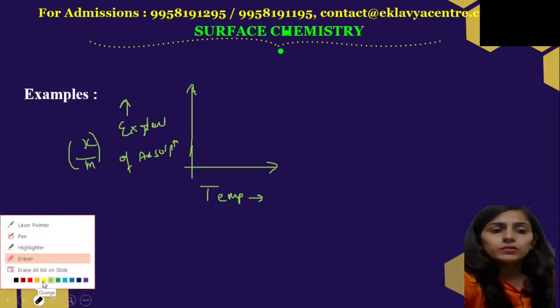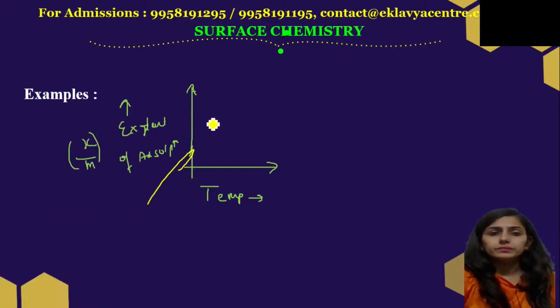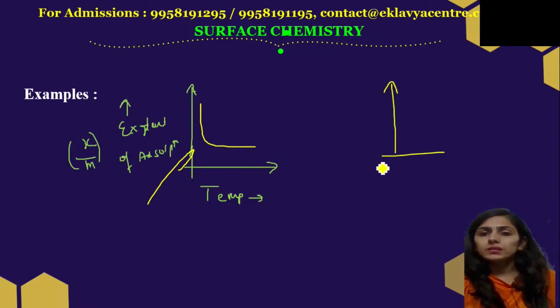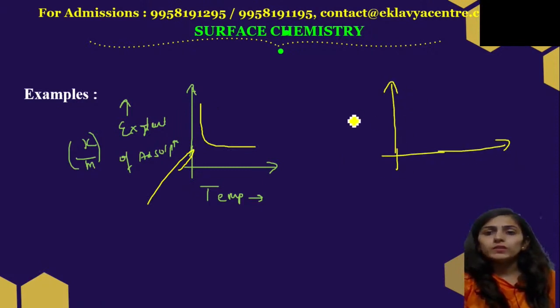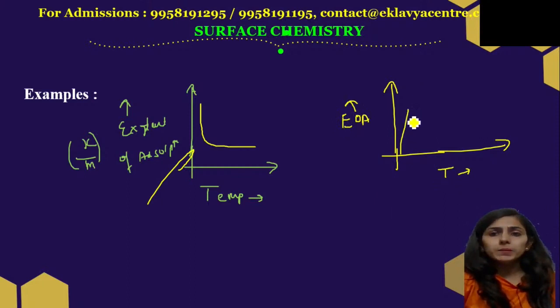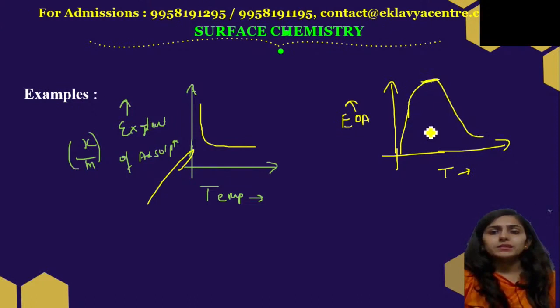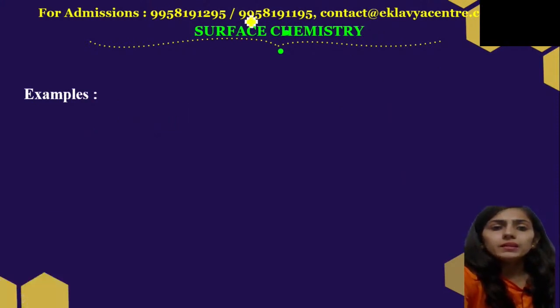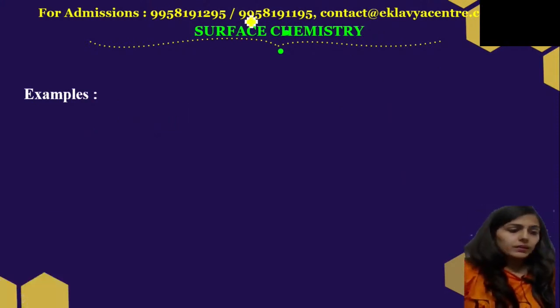And what happens in the case of chemisorption? Again, extent of adsorption versus temperature. Initially, with rising temperature, chemisorption increases, but after reaching a certain point, it decreases. This is the graph for chemisorption. After a certain point, it starts decreasing. Now, let us discuss some examples quickly, the examples of physisorption and chemisorption.